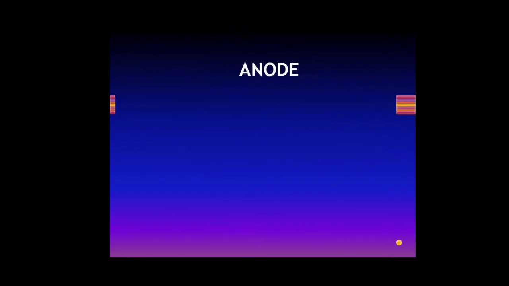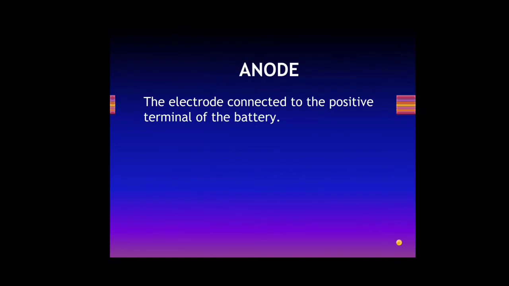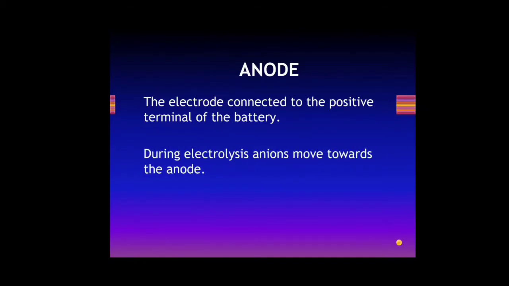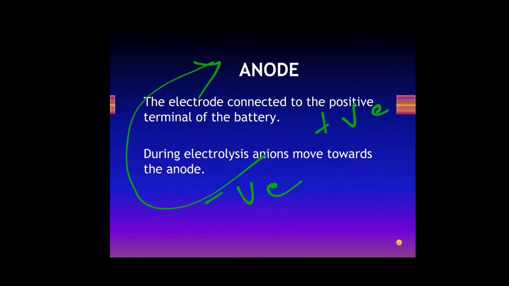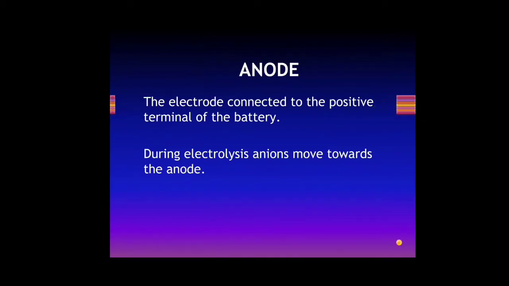Now next one is anode. What is anode? Anode is the electrode which is connected to the positive terminal of the battery. During electrolysis, anions move towards the anode. So negatively charged anions move to the positively charged anode. Anions move towards the anode in an electrolysis reaction.